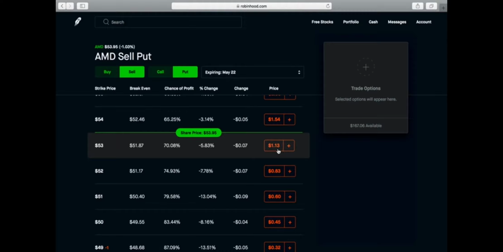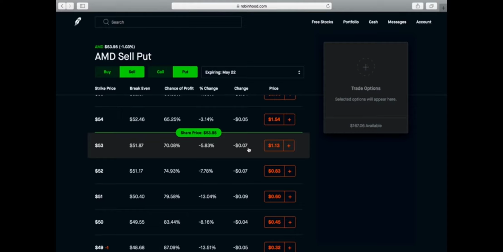Keep in mind this is 100 shares, so that's why you want to choose a stock that's low price, because you're going to need to have whatever this is times 100 in cash in Robinhood. So that's why I chose AMD. What this is saying is, hey, I'll pay you $1.13 times 100, so $113. They'll give you that. If I were to buy this right now, they would give me $113 right now, cash.